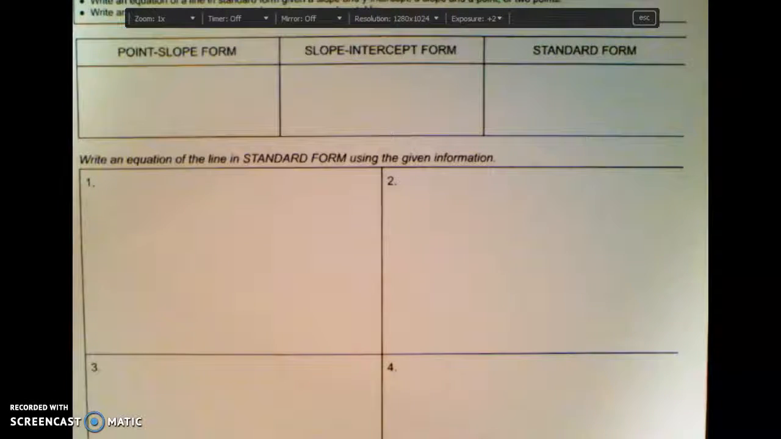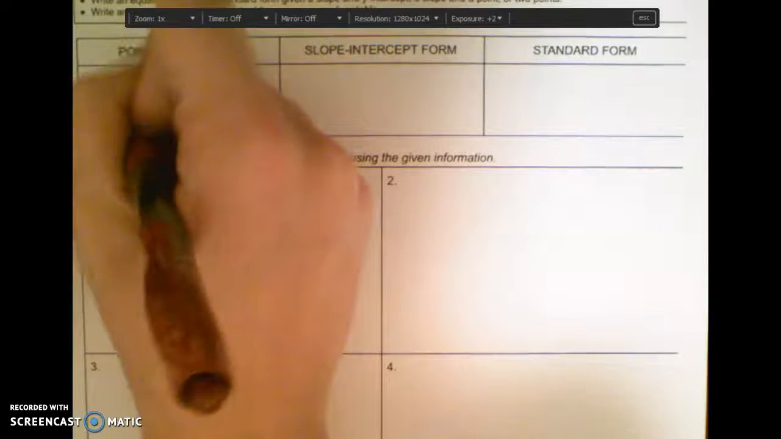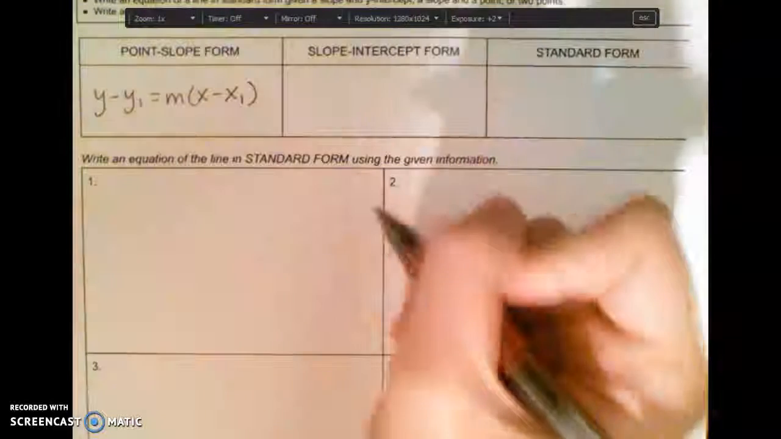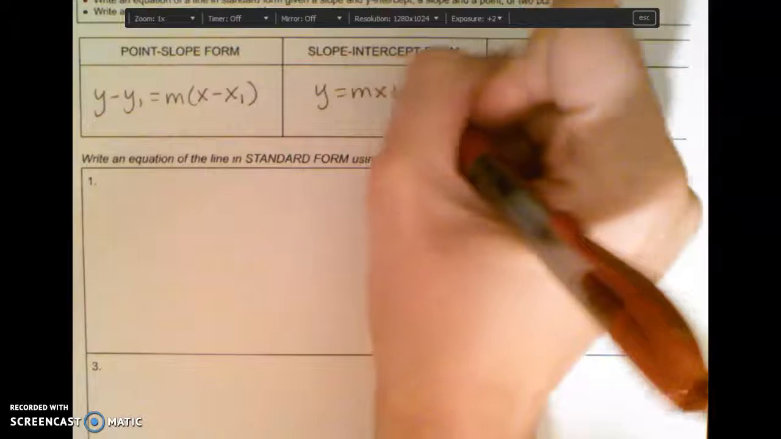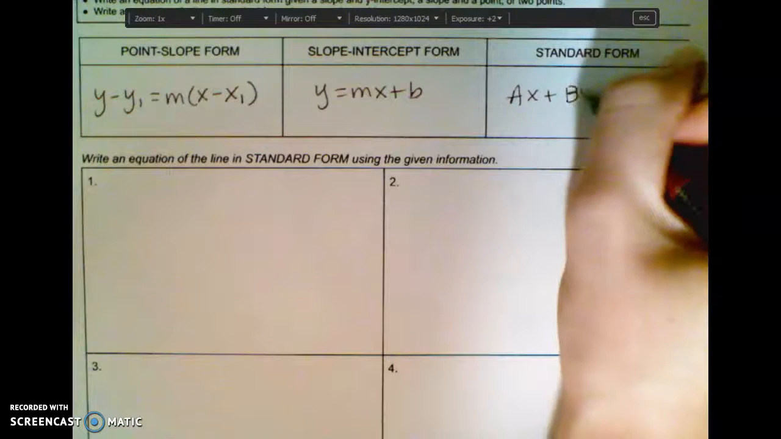Alright, it's time for 6-4 Day 2 notes. We're writing linear equations in standard form. First thing we need to do is remember the other forms because we will be using them. So point slope form is y minus y1 equals m times x minus x1. We know slope intercept form is y equals mx plus b. And of course standard form is ax plus by equals c.